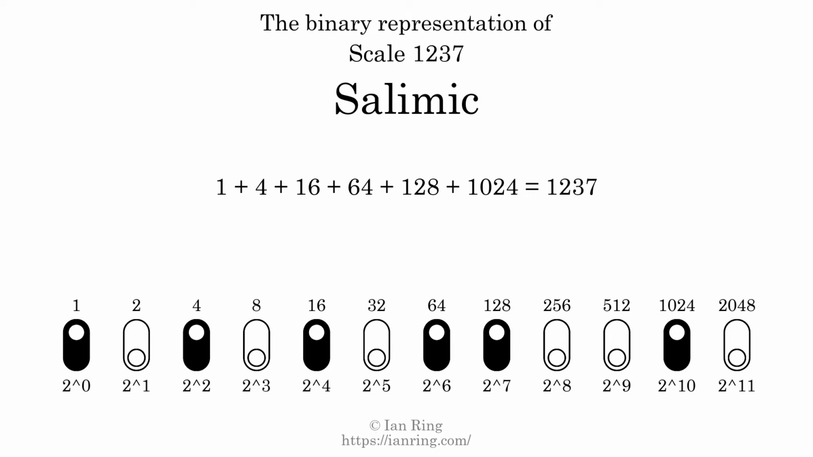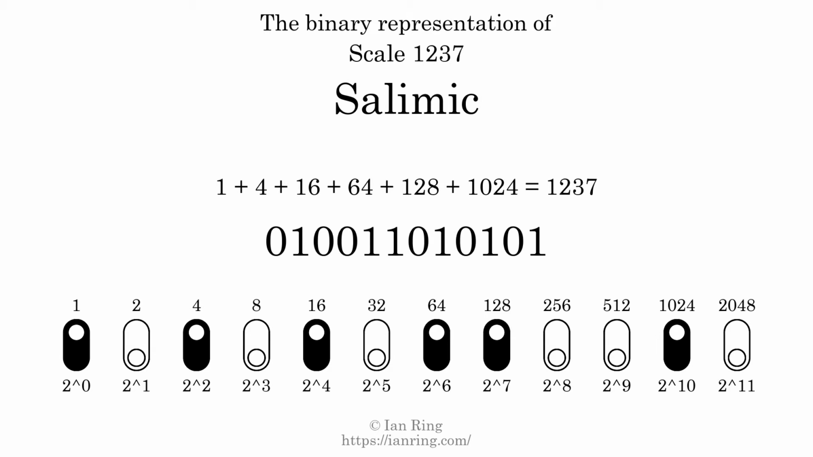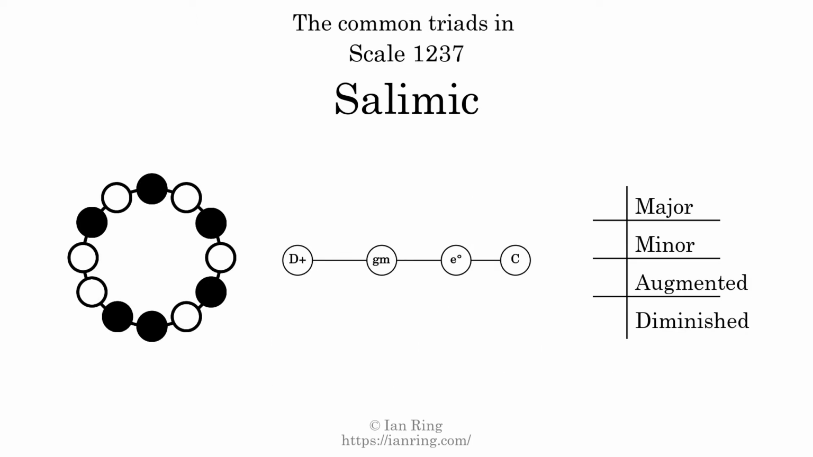1237. The scale number not only enumerates the scale with a unique index, but it also literally describes the tonal content of the scale. Represented as a binary number in base 2, the scale number is 010011010101. Here are the common triads present in this scale.